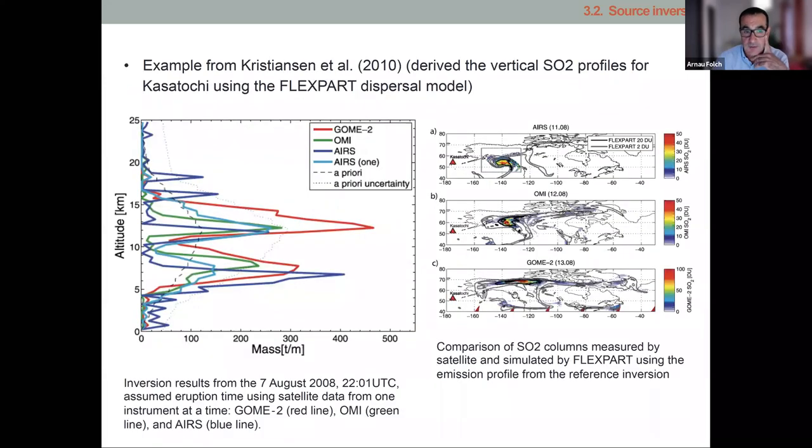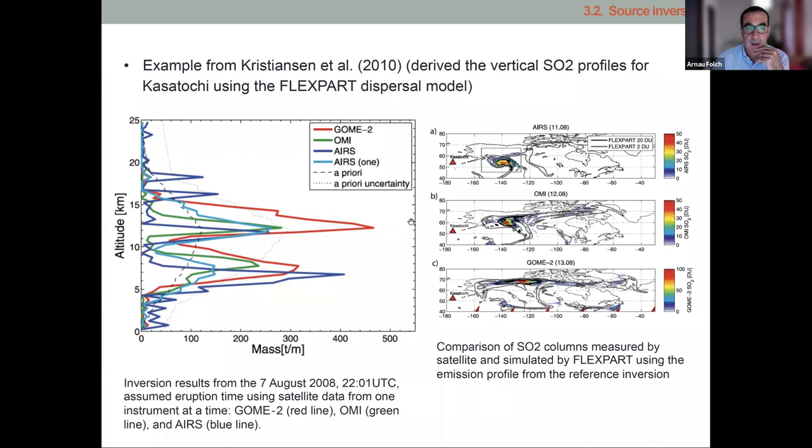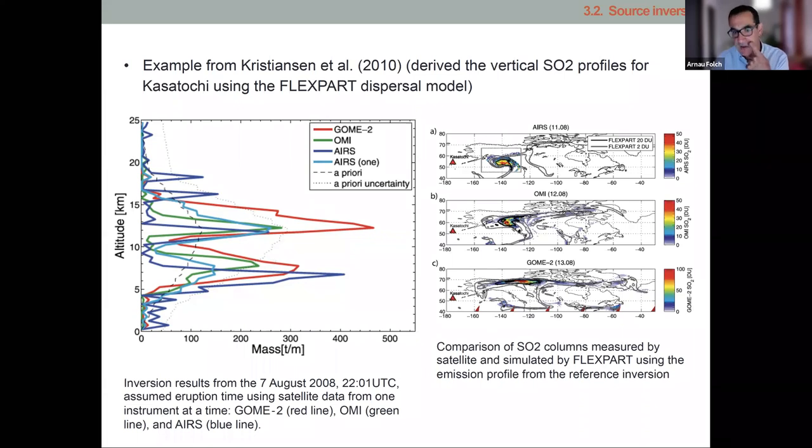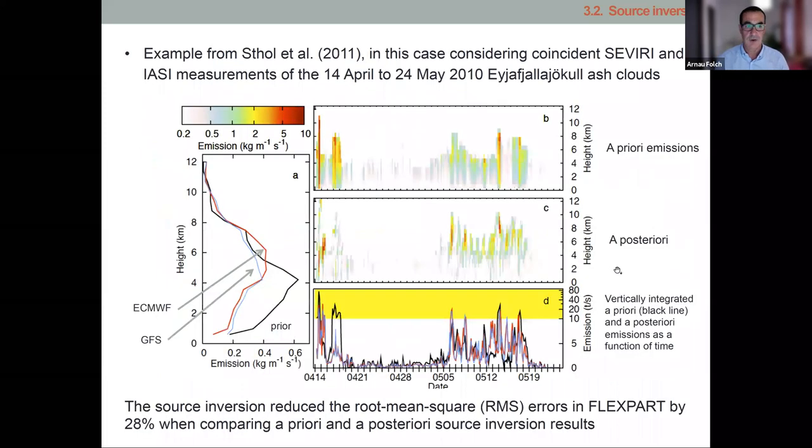And it's quite, let's say, successful, no? This is just another example. Apply it also in the FlexPart model by Christensen et al. And you can see here the profiles that you get after the inversion. And then when you integrate these profiles again forward in time, you get something like this and a comparison with the observations. No?